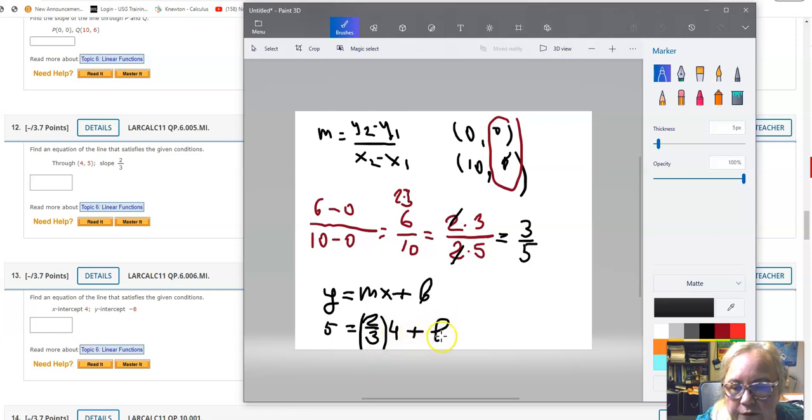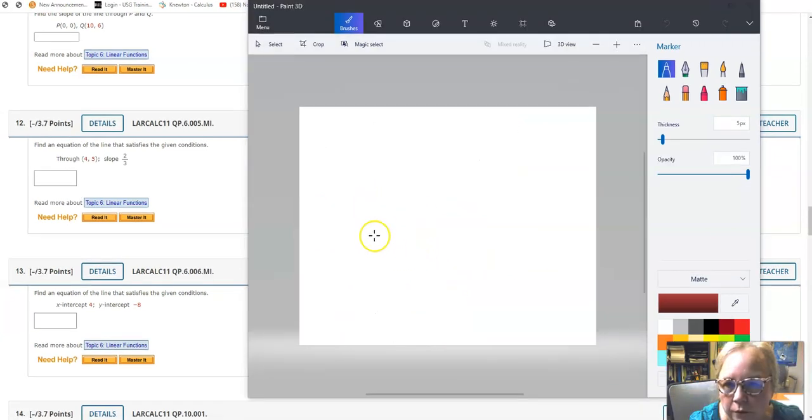You can solve this equation for b and find b, and then your equation will look like so.